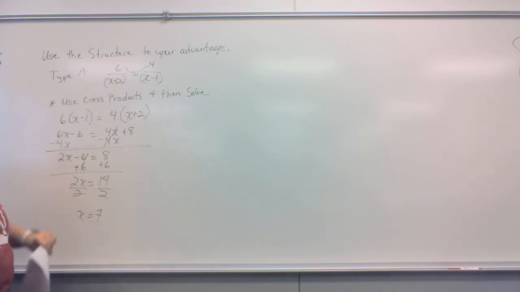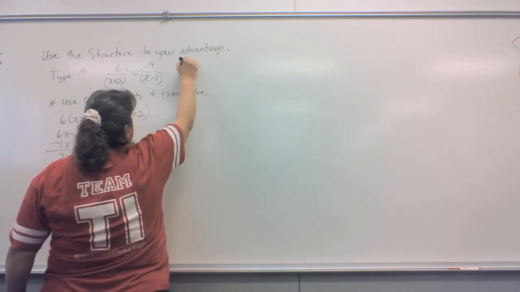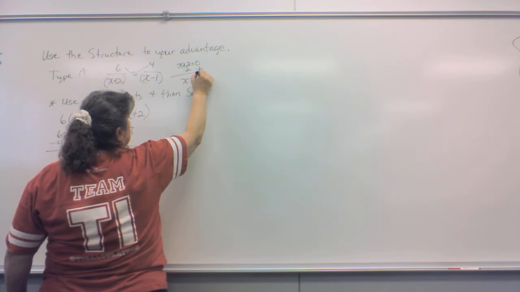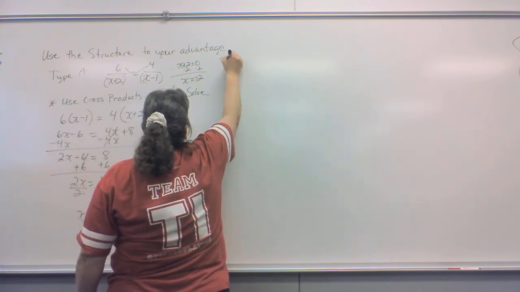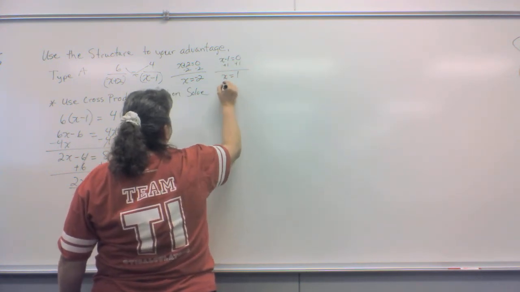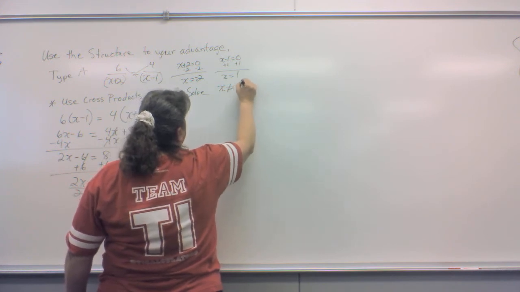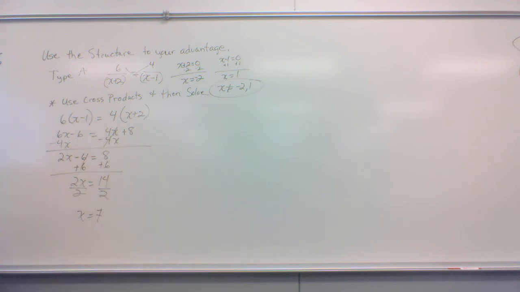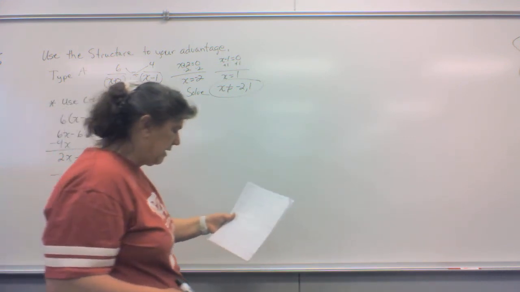Now, my restricted values, which I didn't do, you would have x plus 2 is equal to 0. Subtract that 2, and I have x is equal to negative 2. And x minus 1 is equal to 0. Add the 1, and I have x is equal to 1. So therefore, x cannot equal negative 2 or 1. Those are my restricted values. My answer came out 7, so my answer is a valid answer. So this is type A, where you've got one rational expression equal to another rational expression, and I can do cross products with that. Okay, type B.